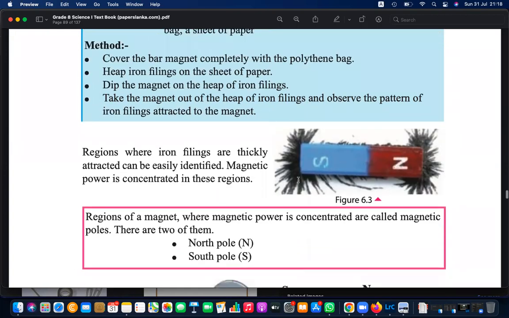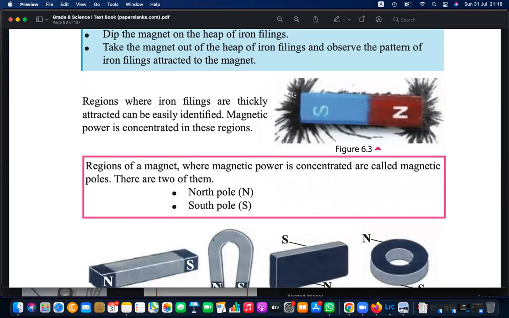And then you can see these magnetic materials arranged from the south pole to the north pole. You can see these iron filings are thickly attached and can be easily identified, so the magnetic power is concentrated in these regions. Mostly this concentrated power is there in the north pole and the south pole. In the middle it doesn't attract much.